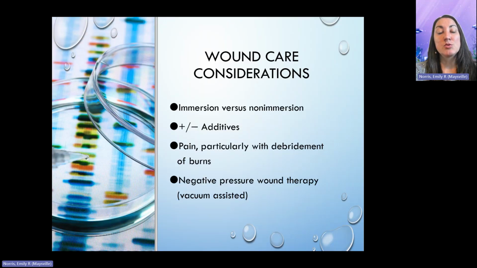Some of the considerations: you could use immersion versus non-immersion types of wound therapy. You could use an additive, like a cream to add on the surface. It could be painful for the patient, so it may or may not be a good treatment for them, based on if they can tolerate the pain or if it's too painful. And then you can use some vacuum assisted for the negative pressure wound therapy. So just kind of determining what you're going to use and what's going to be best for the patient.